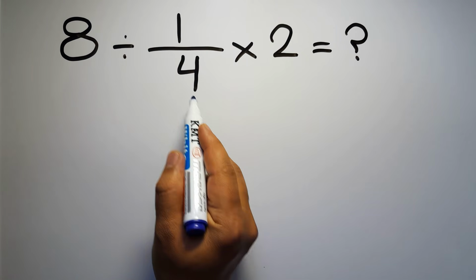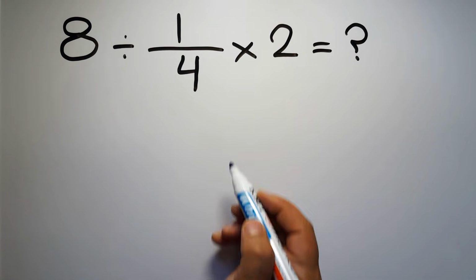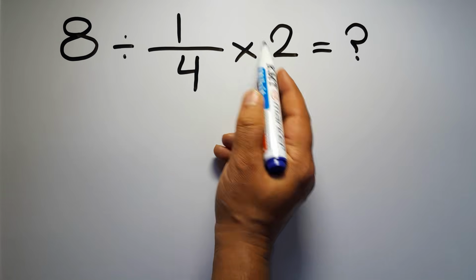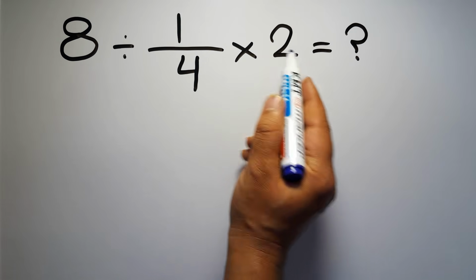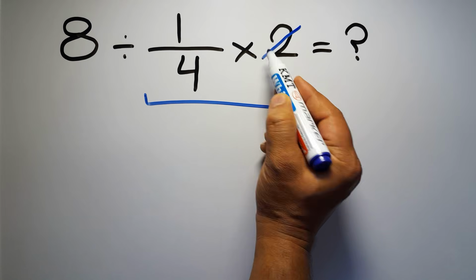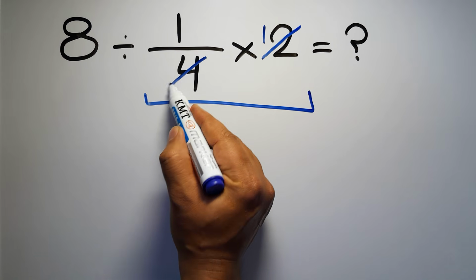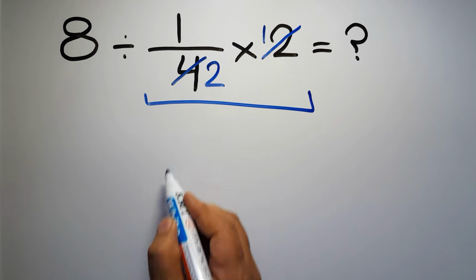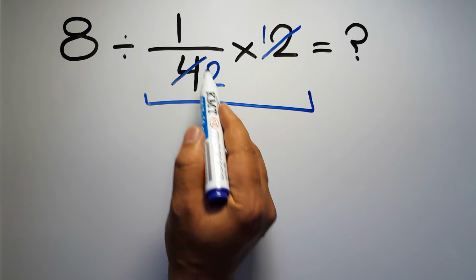8 divided by 1 over 4, then times 2. First we do this multiplication. 1 over 4 times 2. 2 divided by 2 gives us 1, and 4 divided by 2 gives us 2. So here we have just 1 over 2.